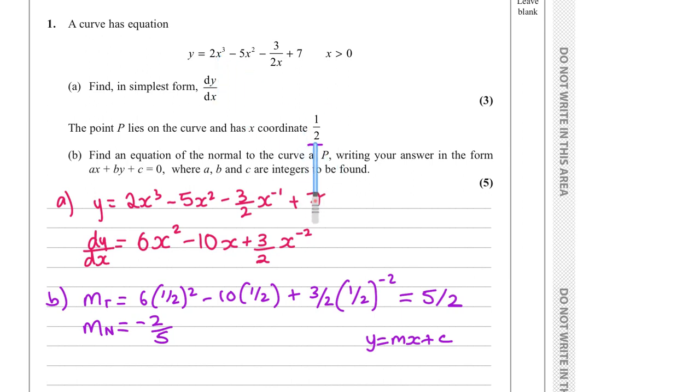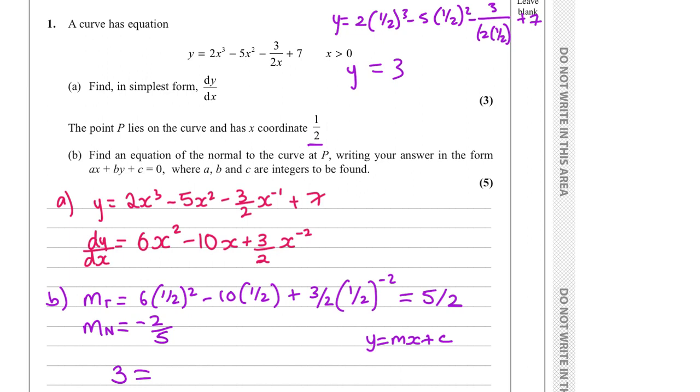I'm going to substitute a half back into this original equation. So I'm going to get y equals 2 lots of a half cubed minus 5 lots of a half squared minus 3 over 2 lots of a half plus 7. That gives our y coordinate. Okay, so my y coordinate is 3. So now I'm going to have 3 equals minus 2 over 5 lots of a half plus c.